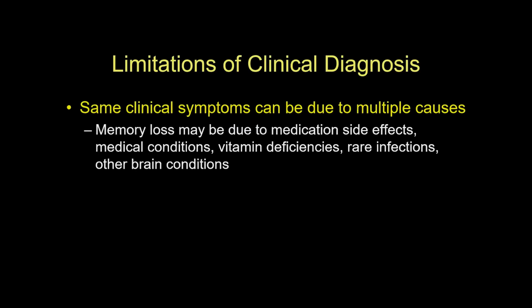If someone has suggestive symptoms like memory loss and we rule out all other causes, we say they probably have Alzheimer's disease, but we can't be sure. And this really has significant limitations. The first limitation is that the same clinical symptoms, namely memory loss, can be due to multiple causes: medication side effects, other medical conditions, rare infections, other brain conditions.